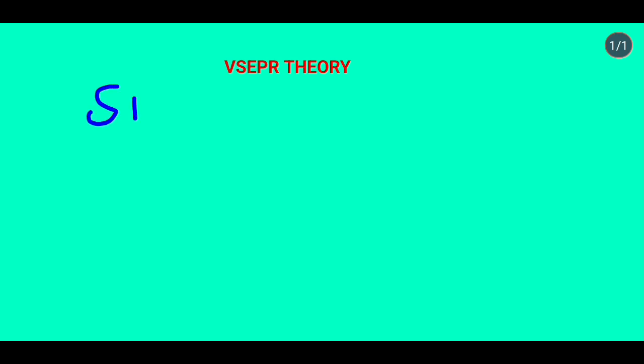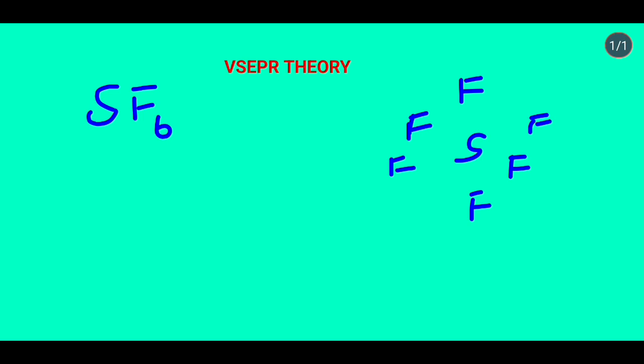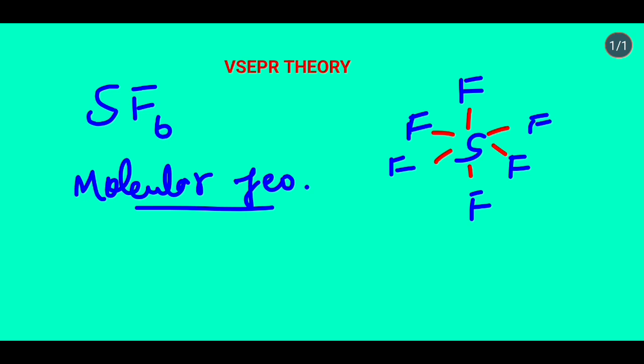Finally, take SF6, sulfur fluoride. The central atom is S. The shape is octahedral, so the molecular geometry is octahedral. Draw the Lewis structure for SF6. The molecular geometry is octahedral and the number of electron pairs is 1 2 3 4 5 6, so there are 6 electron pairs.